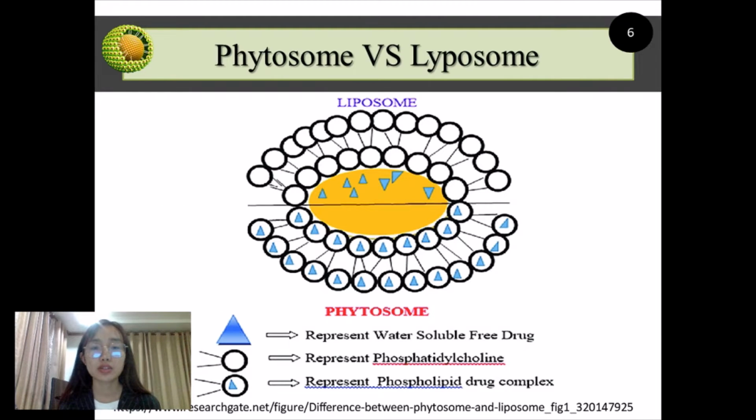The picture shows the difference between phytosome and liposome. Phytosome represents a phospholipid complex, but liposome represents water-soluble free molecules in the cell. The comparison between phytosome and liposome shows phytosome is associated with few molecules, mainly phospholipid and polyphenol extract, and phytosome is based for oral delivery, but in liposome the molecules are not connected well. So phytosome improves oral bioavailability.